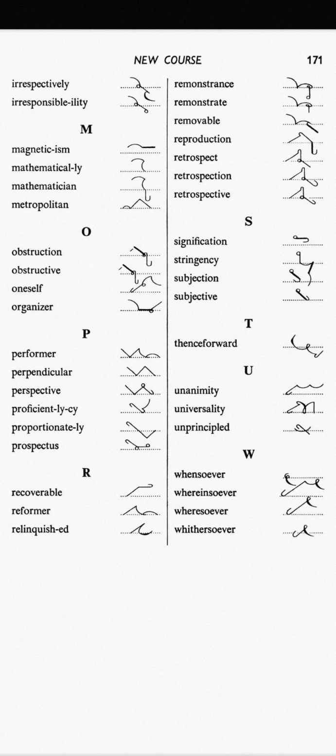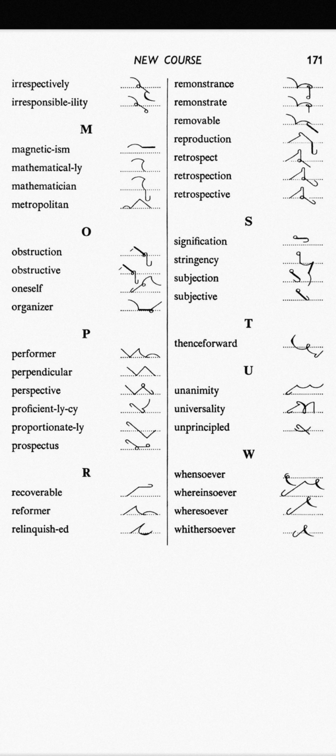Thenceforward: D on the line, N stroke on the line, S circle with F stroke through the line with way halved here. Unanimity: Y stroke on the line, N stroke, another N stroke above the line. Universality: Y stroke on the line, alternative form of VR on the line, S circle, upward L, T on the line. Unprincipled: N stroke on the line, PR stroke cut here on the line.